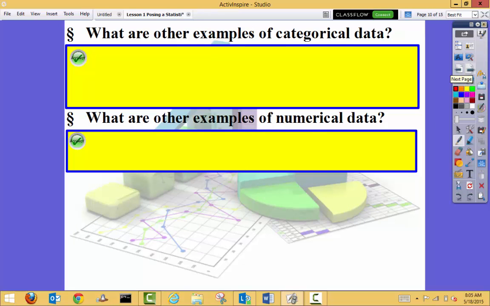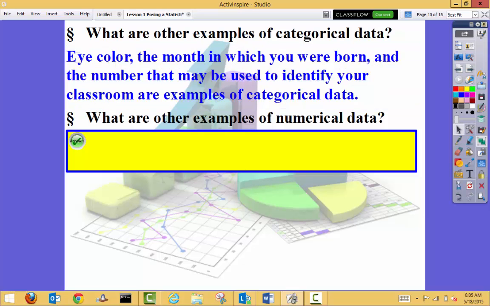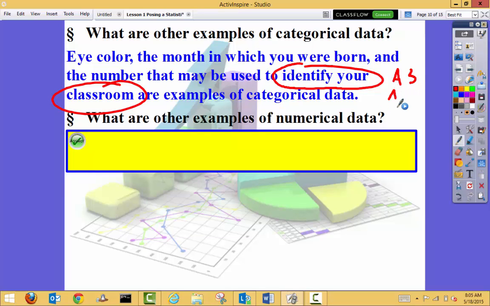All right, what are other examples of categorical data? Can you think of your own examples? Here's some. Eye color. Not everyone has the same eye color. The month in which you were born. January, February, March, those aren't numbers. The number that may be used to identify your classroom are examples of categorical data. So think of this one. This one's a little bit different. Identify your classroom. Well, my classroom is A3. Mr. Kelly's is A4.